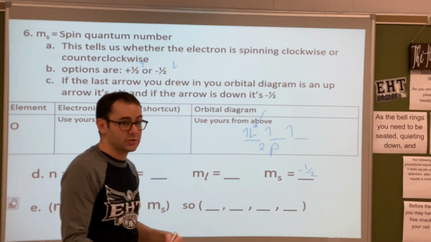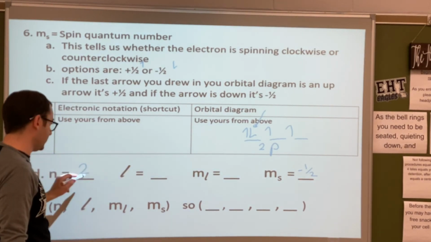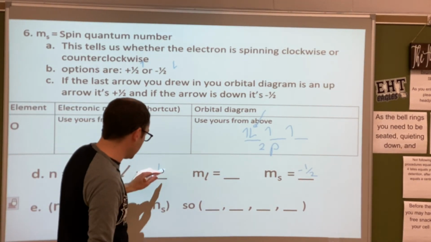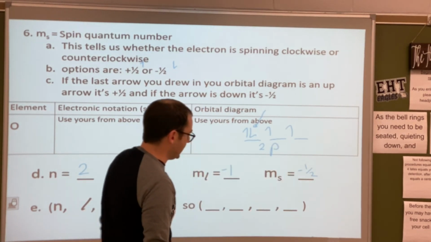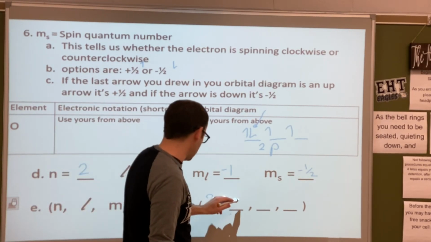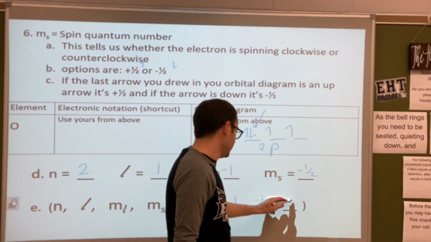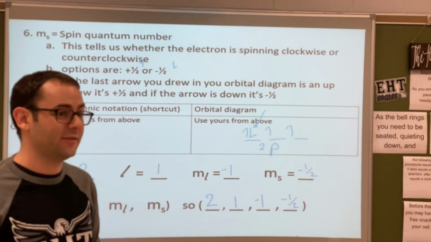Those are the only options for it. So then it's on the second energy level. It's a p, which is a 1. m sub l, that was the negative 1 because it's over there, and then negative 1/2. So those are our 4 quantum numbers: 2, 1, negative 1, negative 1/2. And that's it.